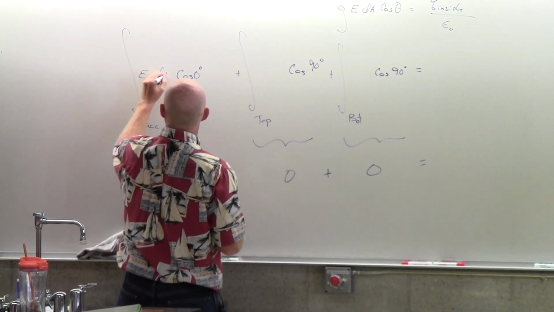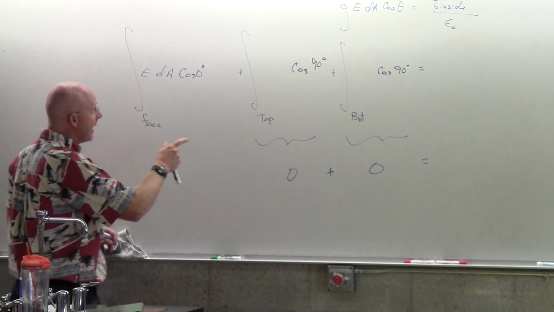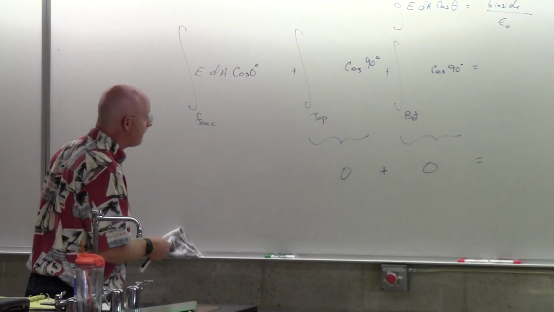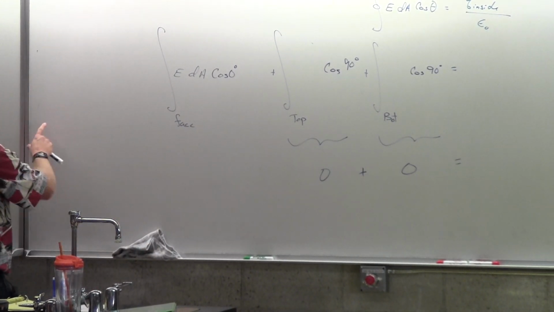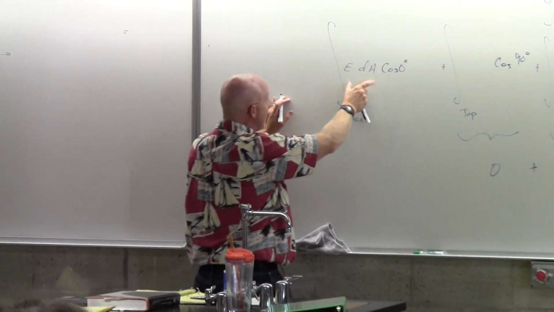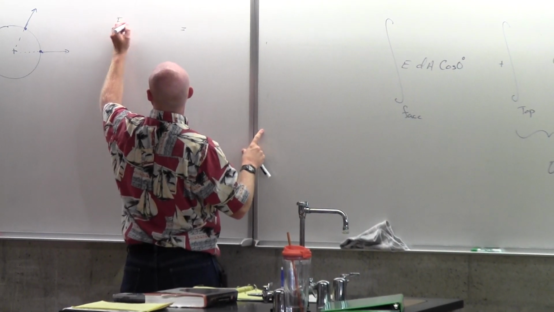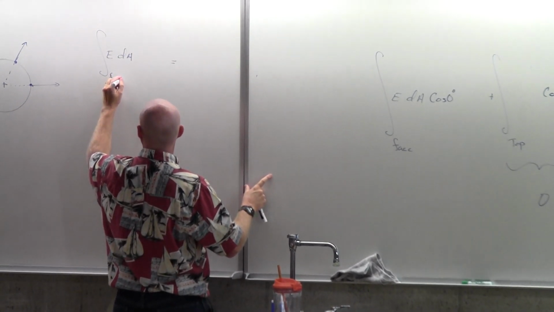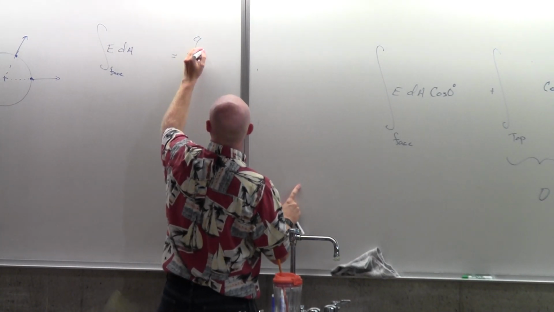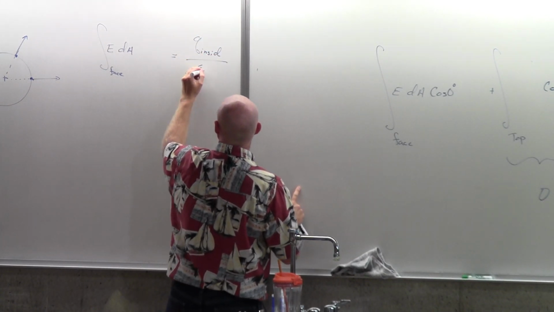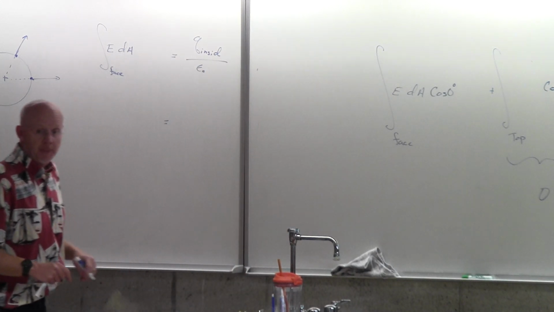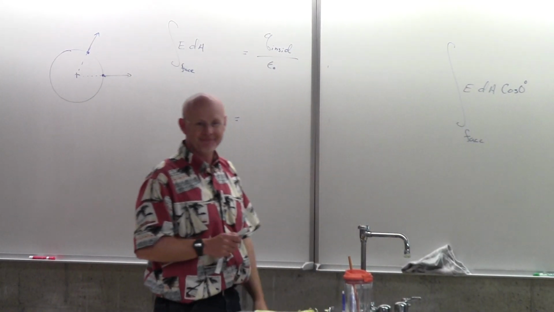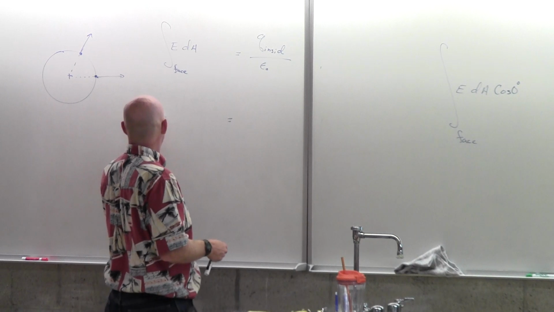I've got E times dA here, and again, that is 0 degrees. Cosine of 0 degrees is 1. And so maybe I'll move over to this side of the board, kind of working backwards. But now I have the integral of E dA over the face equals charge inside over epsilon naught. And we answered this part earlier too. What did we say about the electric field on the face? It's constant. So I can pull it out.